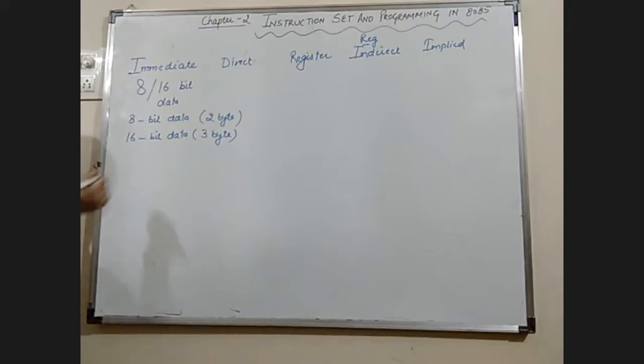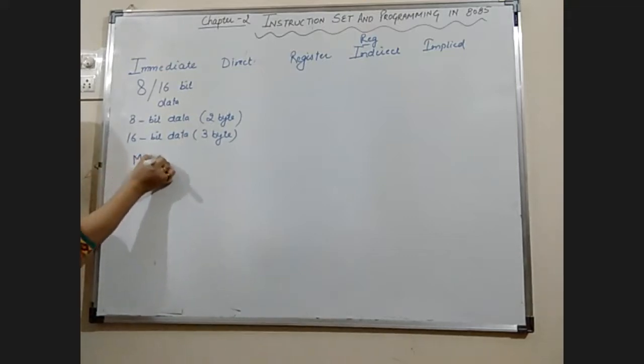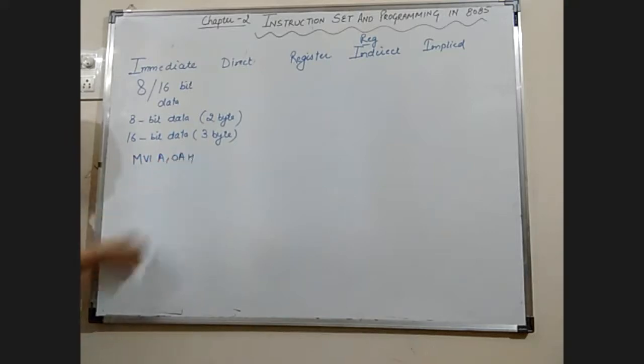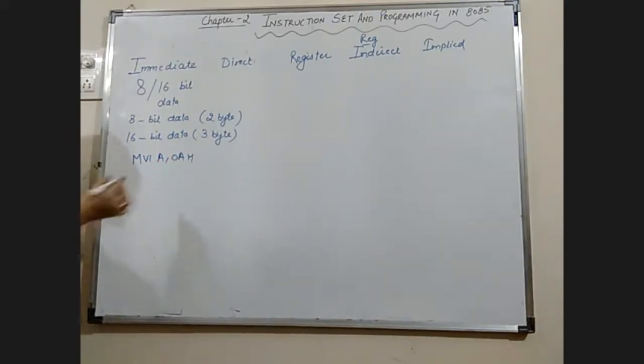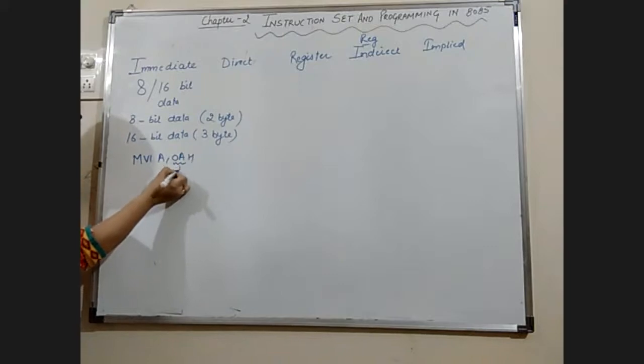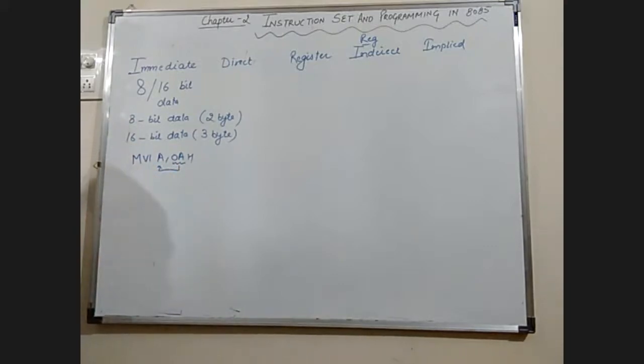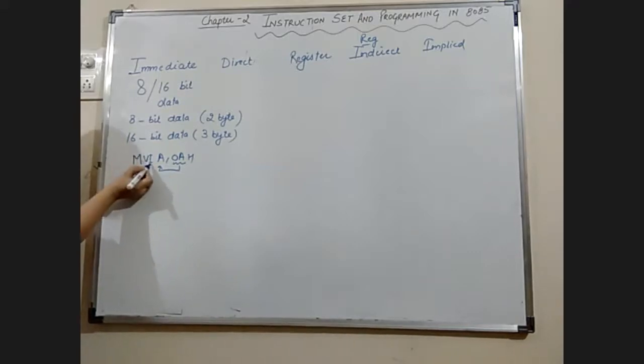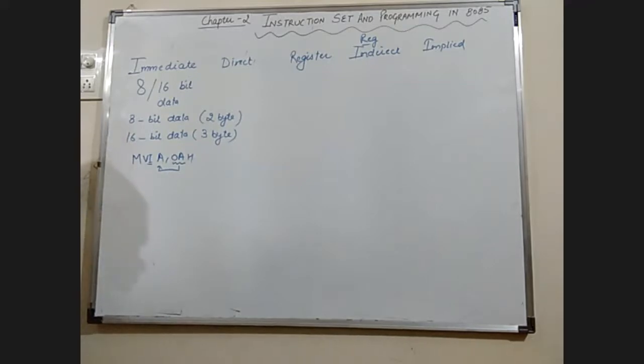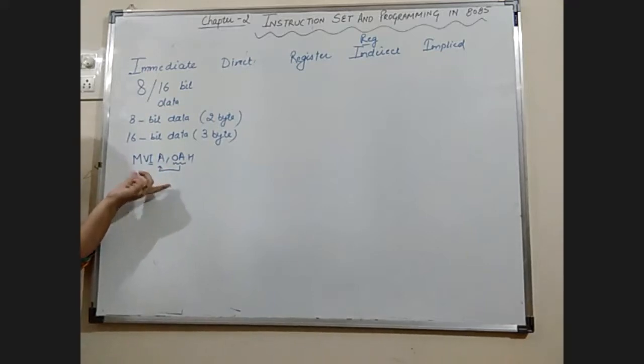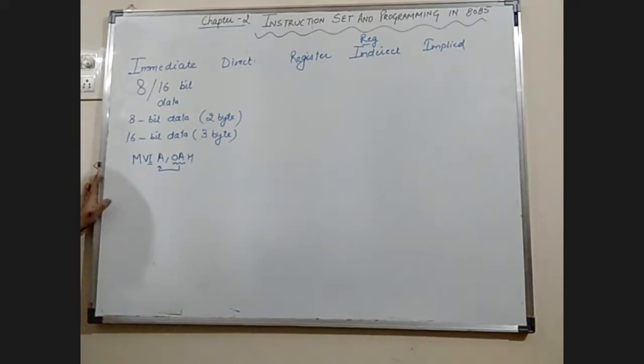For example, we have an instruction that is MVI A, 0AH. So in this instruction, you can see this data will be moved into the A register, or we can say this data will be moved into the accumulator. And again, second thing you can see, I is given in the instruction. So if I is specified in the instruction, then we can say that instruction is an immediate type of instruction, or that the addressing mode is an immediate addressing mode.